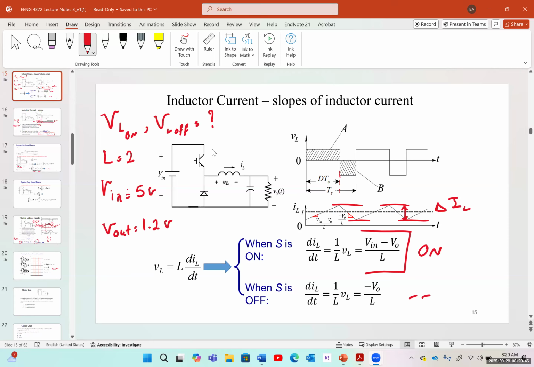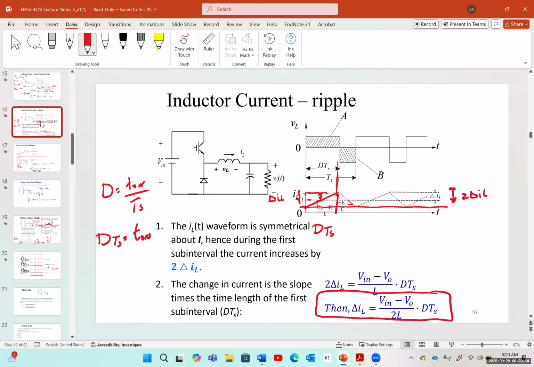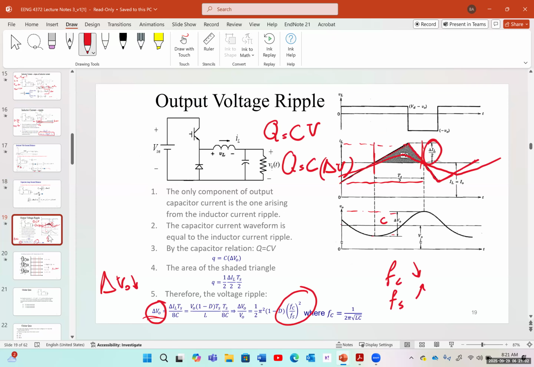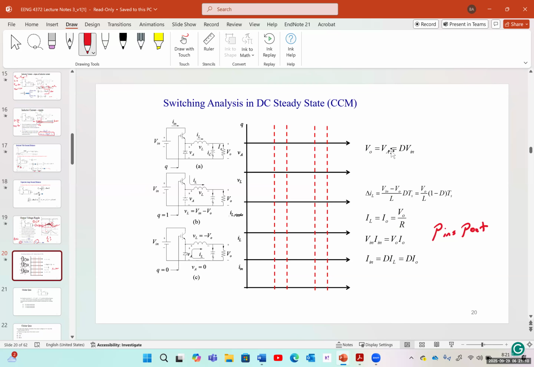It has a switch, an inductor, and a capacitor. We also analyzed the buck converter to find the current ripple, delta IL. Also, we analyzed it to find the output voltage and the ripple of the voltage as well, delta V out. And we solved one quiz, one practice problem.